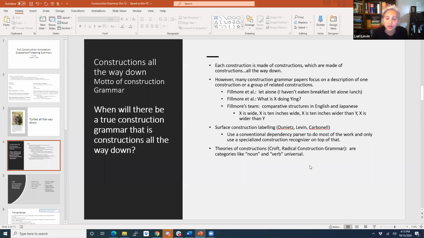I do know of one group that has made a very small constructions all the way down grammar, and they've done it for robots and block worlds. So they really have to start with entities. It's a semantically based grammar. You don't start with nouns, you start with entities like blocks. Then you can make referring expressions out of entities by putting determiners on them. It's constructions all the way down, but just for a simple blocks world.